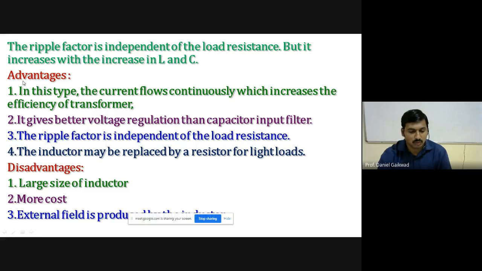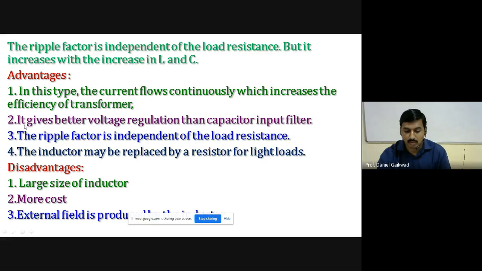Okay. Now we have the advantages. Now check carefully. We have 4 advantages and 3 disadvantages. So what are the advantages of the LC filter? In this type, the current flows continuously, which increases the efficiency of the transformer. We require continuous current in case of DC supply. So transformer efficiency increases as it has a constant current flow.